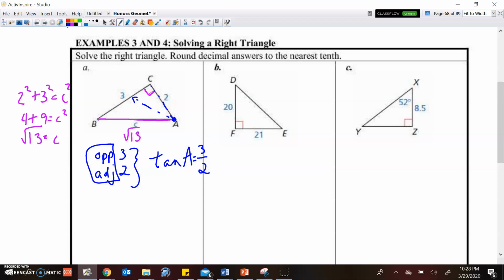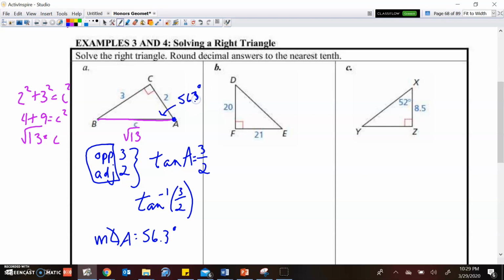Now what I'm going to do to find the measure of angle A, remember, if we want to find the measure of an angle, we use our inverse trig function. So I'm going to say the inverse tangent of 3 over 2. And I'm going to figure out, using my calculator, the inverse tangent of 3 over 2 is equal to 56.3. So measure of angle A is 56.3 degrees. Let's erase some of this extra stuff. All right, I can mark in here that this is 56.3 degrees.